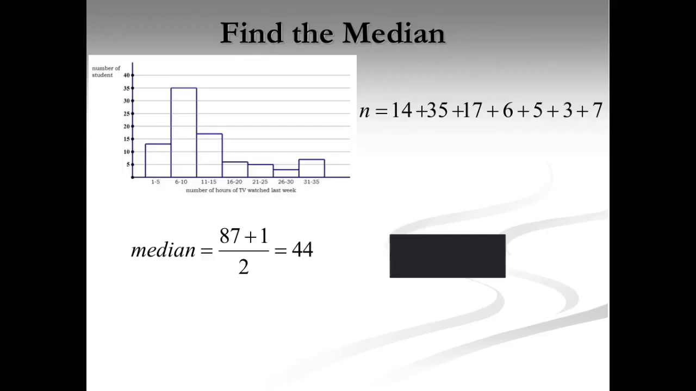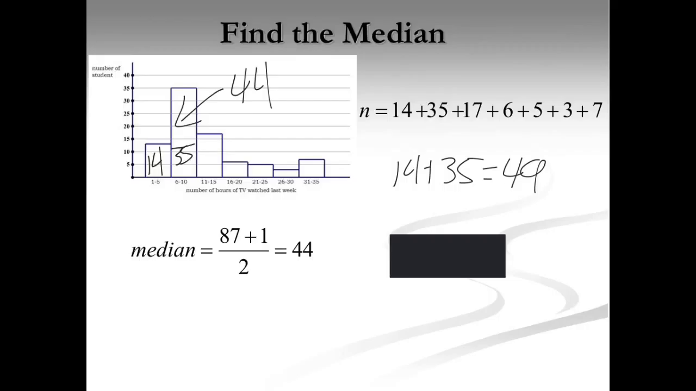So to find our median, we have our n plus 1 over 2 formula, which would be 87 plus 1 over 2, giving us 44. So I need to now find the 44th frequency. In our first column, we said that there were about 14, and in the second column we have 35. If I add those two together, 14 plus 35 gives me 49. So that means that somewhere in this second column we have the 44th frequency. So we can say that the median is going to be somewhere in that 6 to 10 range, and if we approximate our value by averaging, we can say it was approximately 8 hours of TV watched.